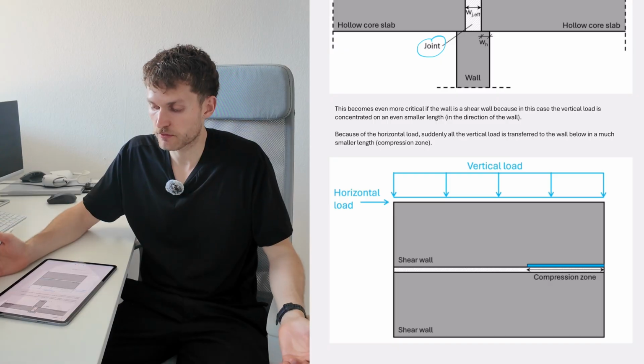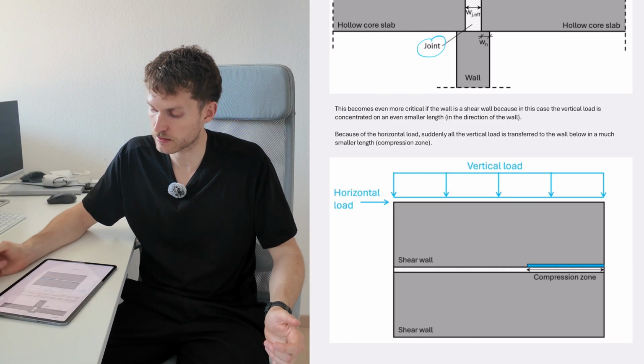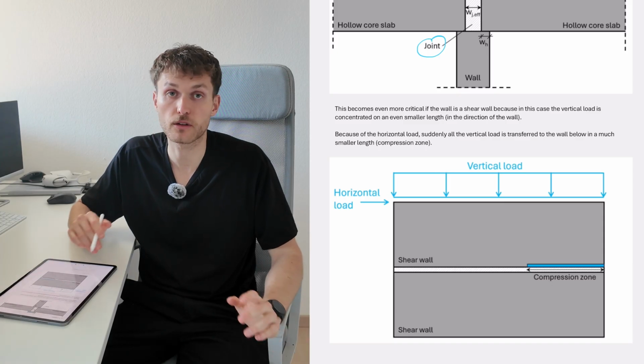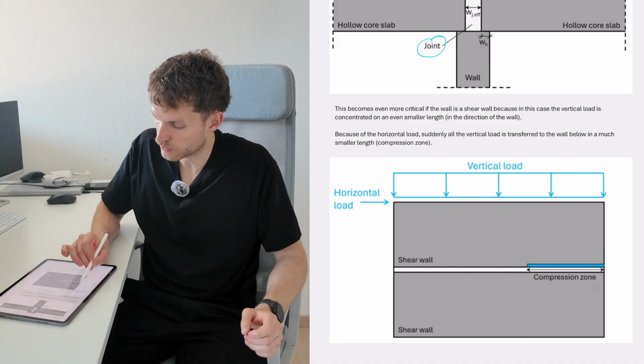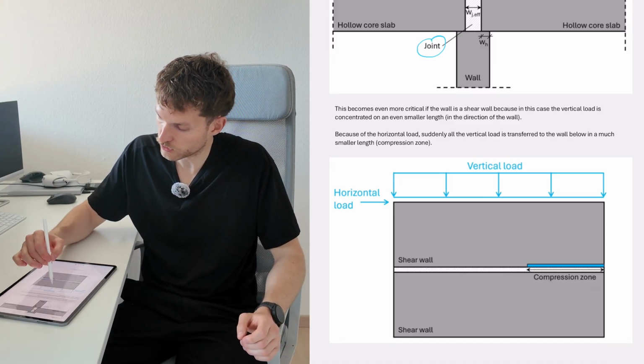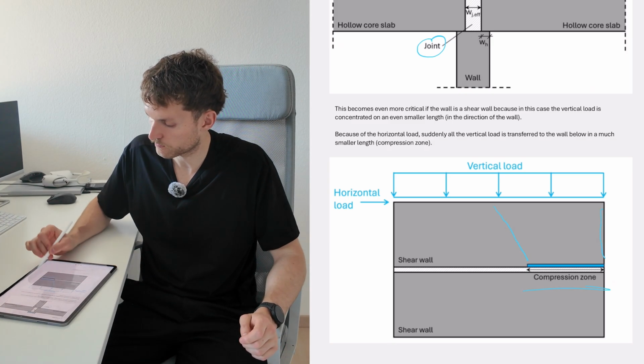And this becomes even more critical if the wall is a shear wall, because then in this case the vertical load is concentrated on an even smaller area, because of this horizontal load, all of this vertical load is kind of traveling down here in this compression zone.